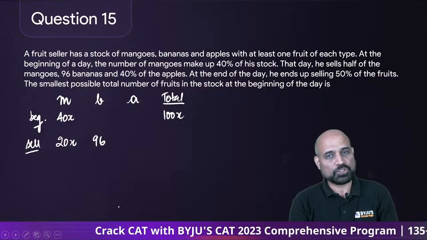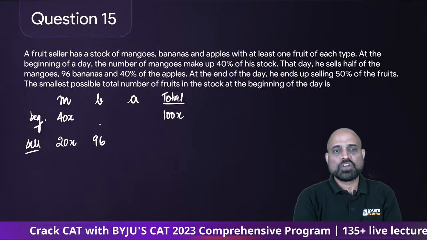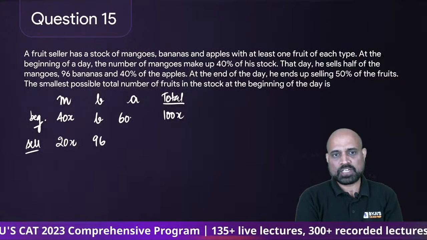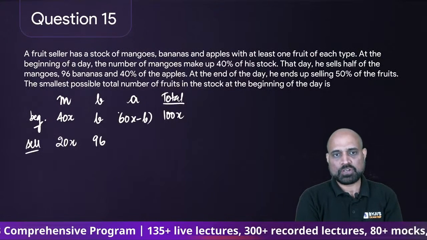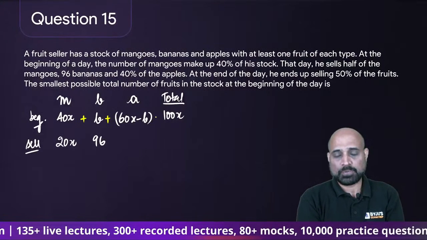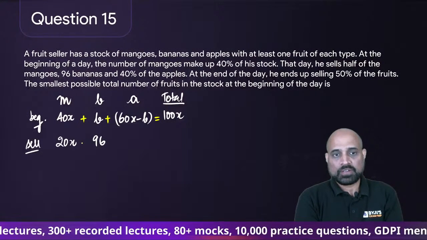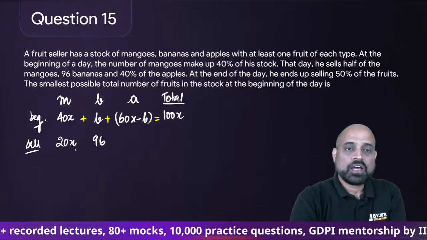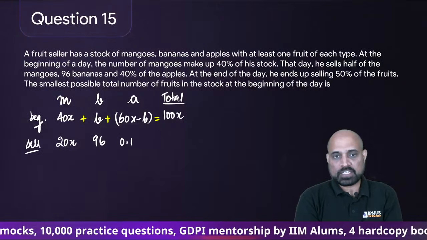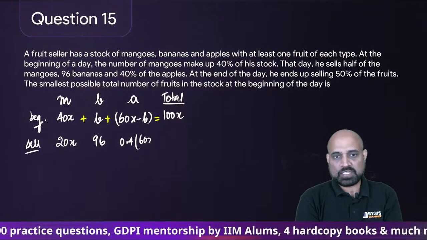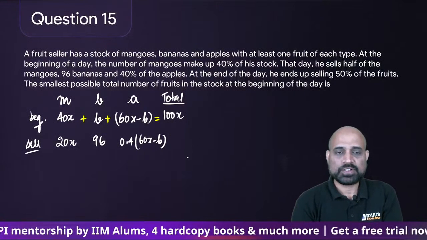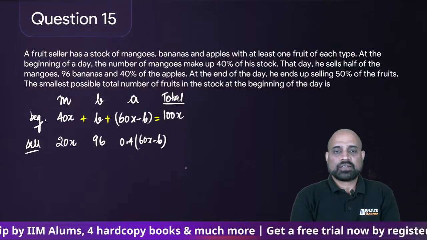Now how many apples do we have? Nahi pata hame. So let's say bananas were B. So can we say apples were 60x minus B? Because the sum of these three is supposed to be 100x, right? Abhi 96 and 40% of the apples. So can we write this as 0.4 times of 60x minus B is what he sold, right?